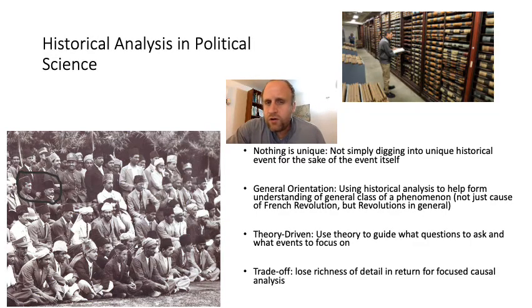So historical research in political science essentially derives from historical research in history. We both use archival research. We're both looking at primary sources. But there are some differences. Well, to begin with, political scientists engaged in historical research will say that nothing is unique. We're not digging into a particular case because of the case itself. It is not unique in and of its own.